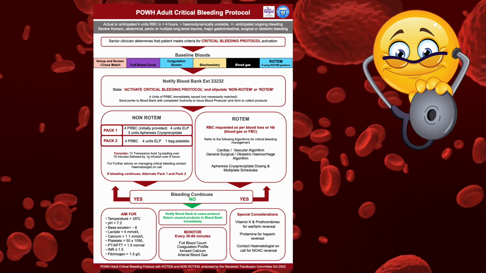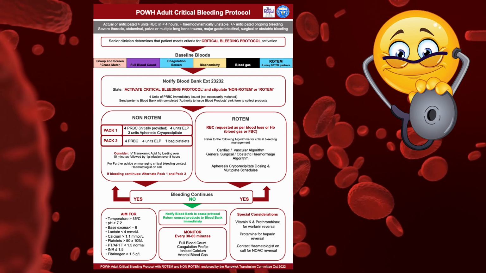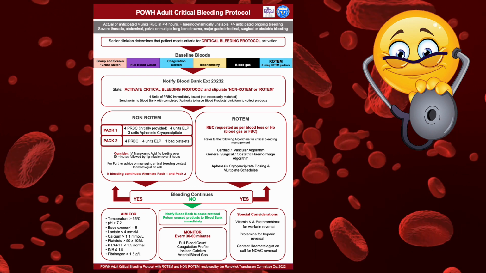Remember that depending on the situation, there are emergency protocols in place for hemorrhage, including in trauma and obstetric patients. It is important that we are aware of and follow these guidelines.